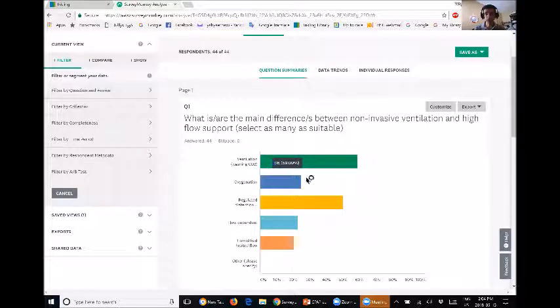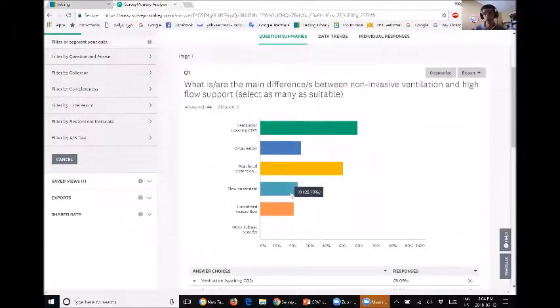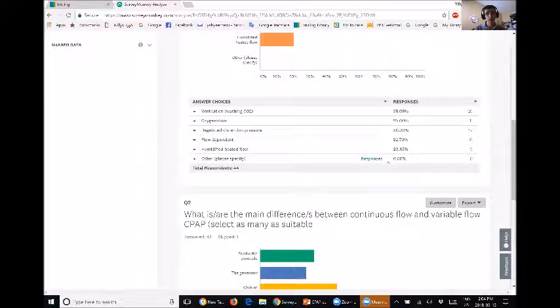First option is correct. Second option is not. Both of them are flow dependent, so it will not differentiate. The fourth option, heated and humidified flow, is incorrect because both of them do the same. So the difference between CPAP and high flow is ventilation and regulated pressure, in CPAP only. And you can see there is a little bit of confusion, because not everybody answered the question, although most of you selected option 1 and option 2.